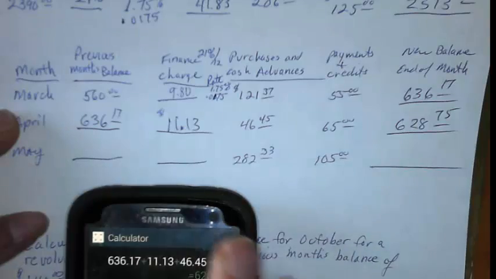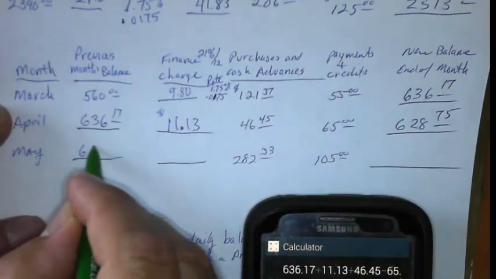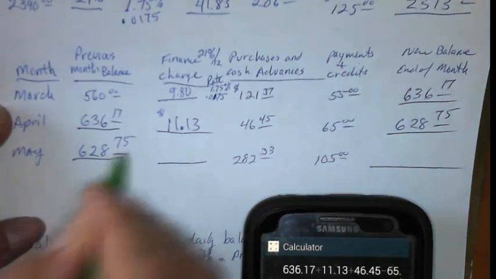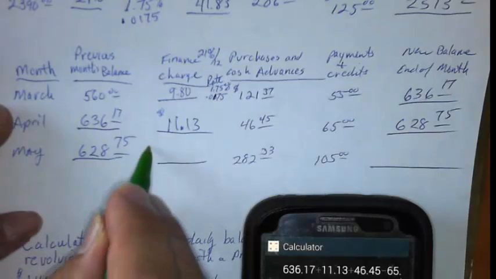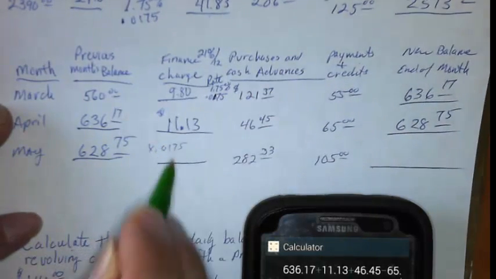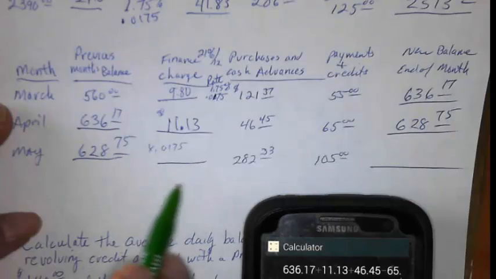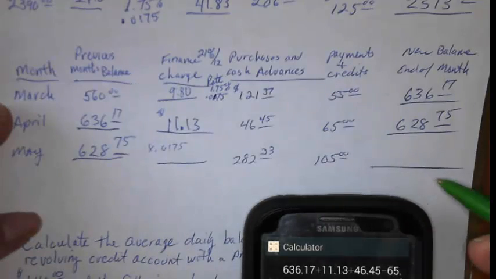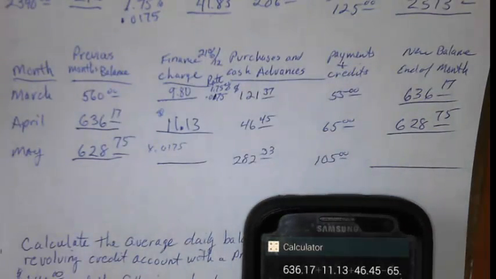And then that goes down to start our next month, and we just keep going. Okay, multiplying then by the 0.0175 to get our finance charge, adding our purchases, subtracting our payments, and getting a new balance, and it just keeps going. So that's how that line works.